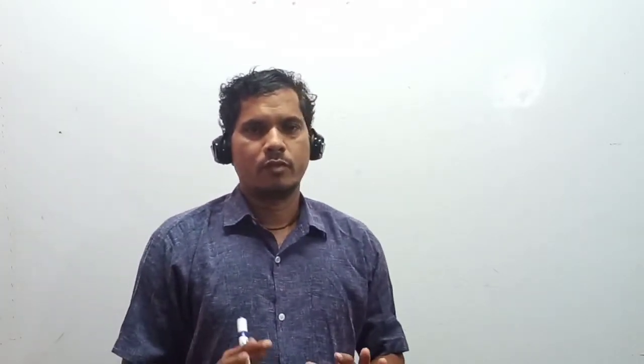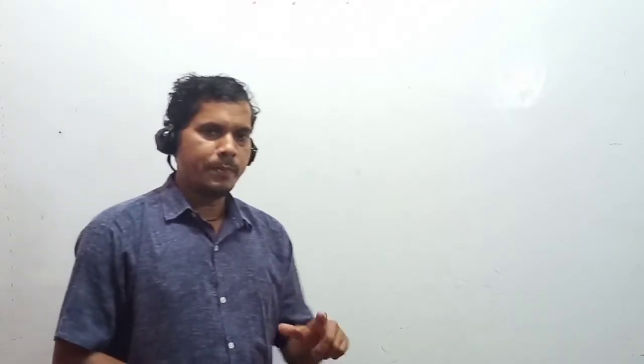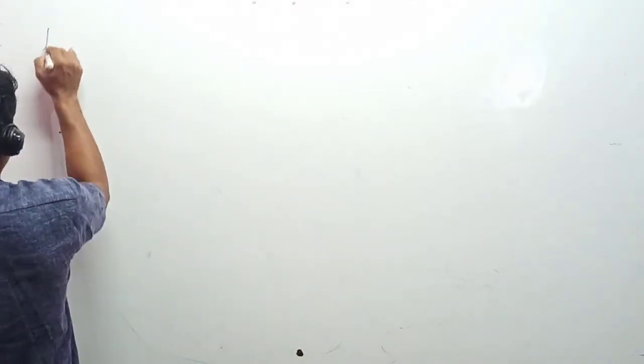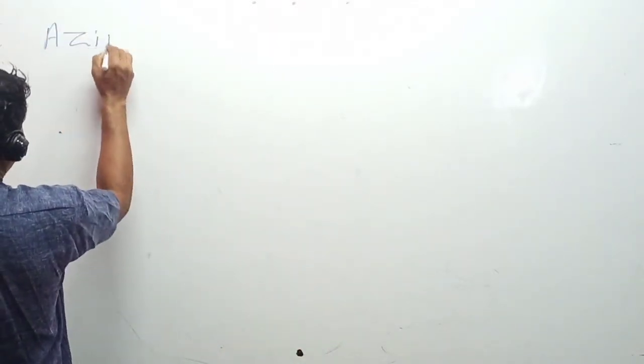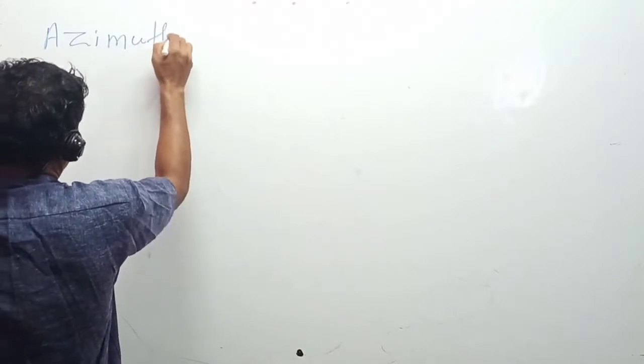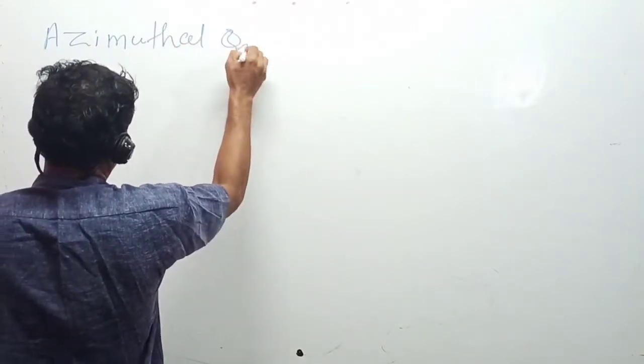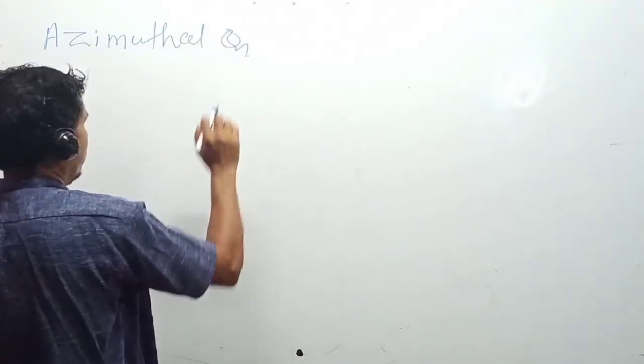Today we'll discuss the azimuthal quantum number. It is otherwise called the subsidiary quantum number, or the angular quantum number. It is represented by the letter L. It depends upon the principal quantum number n, right? Azimuthal quantum number, or subsidiary quantum number.